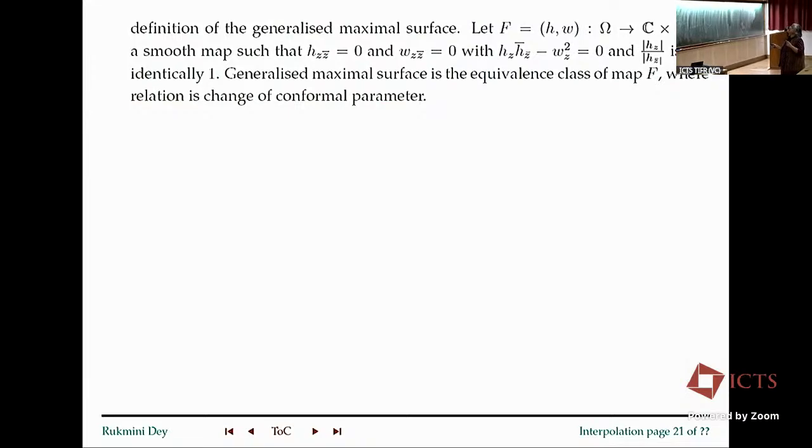This is the conformality condition. And if this is equal to 1, that will correspond to a singularity. We don't want the whole thing to be a singular thing, right? So it's not identically 1. So a generalized maximal surface is the equivalence class of maps F, where the relation is a change of conformal parameter.